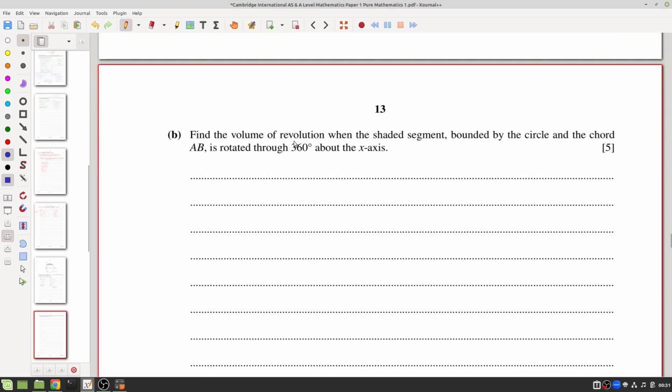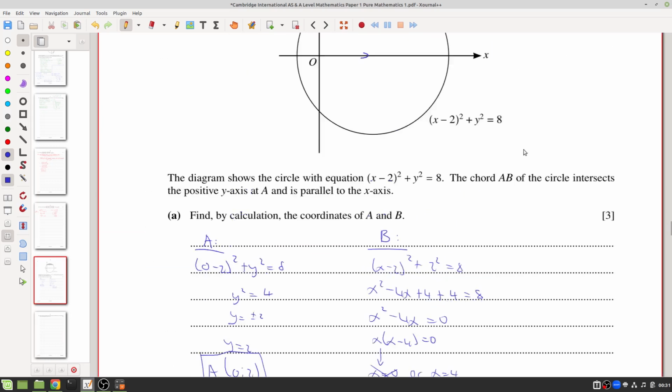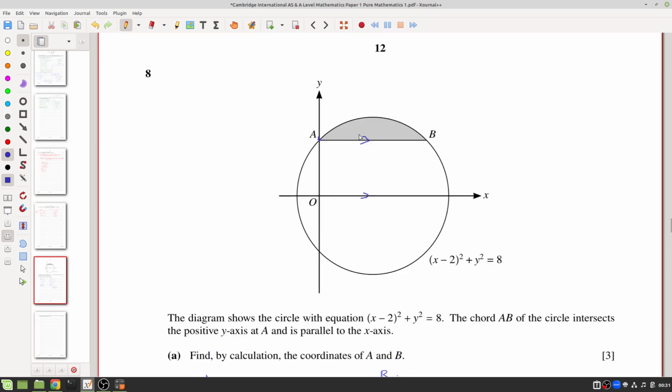Okay, now find the volume of revolution when the shaded segment bounded by the circle and the chord AB is rotated through 360 degrees about the x-axis. Okay, so this little shaded part is now rotated about the x-axis. So it forms a solid. So let's imagine we're looking at it from this side. What would that look like? Looking at it from this side, so I'm going to imagine we rotate it so that after we formed the solid, now we're looking at it from the top.